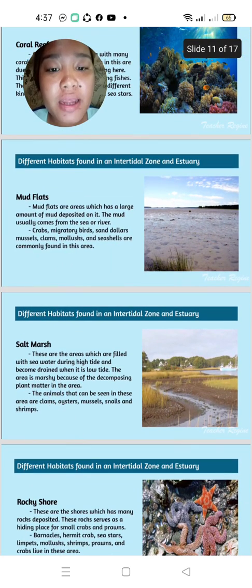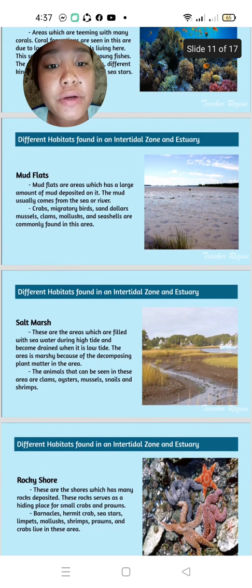Next are the mudflats. It is an area which has a large amount of mud deposited on it. The mud usually comes from the sea or river. Crabs, migratory birds, sand dollars, mussels, clams, mollusks, and seashells are commonly found in this area.